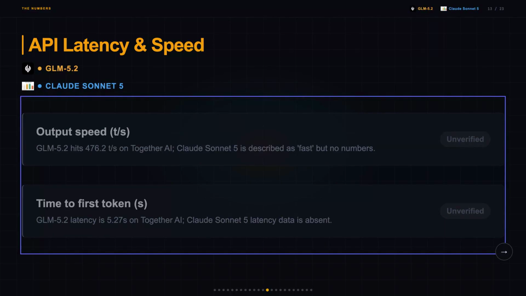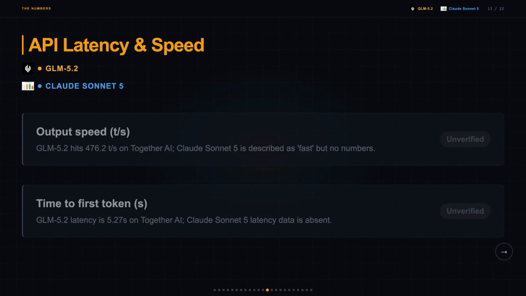GLM 5.2 has a published speed of 476.2 tokens per second on Together AI, with a time to first token of 5.27 seconds. But Claude Sonnet 5 has no published figure at all. Anthropic just describes it as fast, and I can't call a winner on incomplete data.